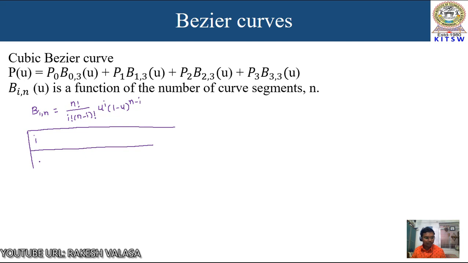We know the formula B of i comma n is n factorial by i factorial into n minus i factorial. The limits are from 0 to 3: 0, 1, 2, next 3.